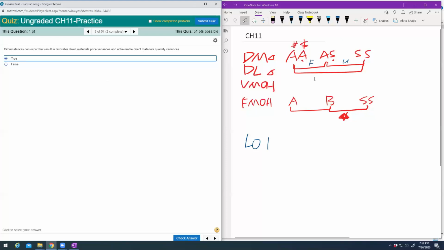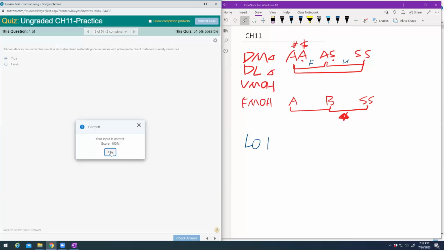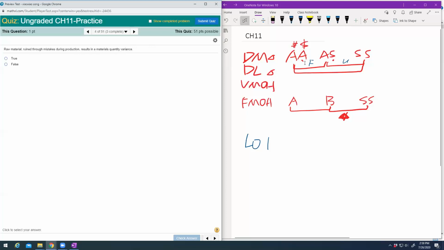One situation is you may buy cheaper material, so you have a favorable price variance, but you have to use more quantity because of the low quality. So it's possible. The interpretation is very important for direct material and direct labor. Next: raw material ruined through mistake during production results in material quantity variance. This is right, because you have to use more quantity. So I believe this is right.